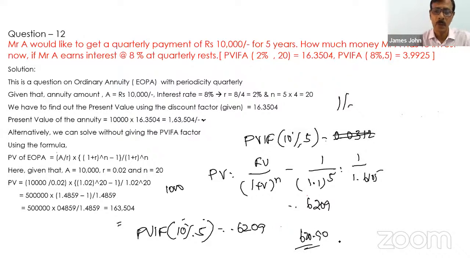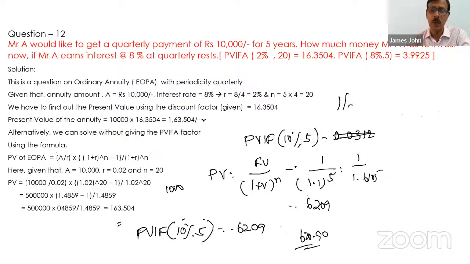That is PVIF. Please mute. PVIF means present value interest factor. That means for 1 rupee, what is the present value? PVIF always has 2 things in a bracket: the interest rate and the number of years. So PVIF 10% 5 years means the present value of 1 rupee you are getting after 5 years at 10% interest. That is 0.6209.